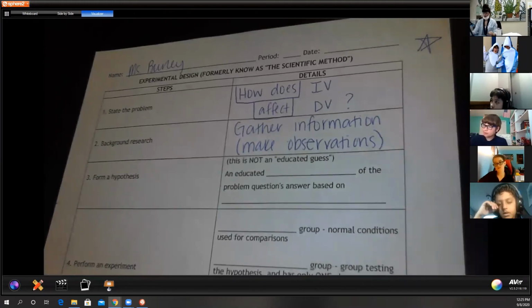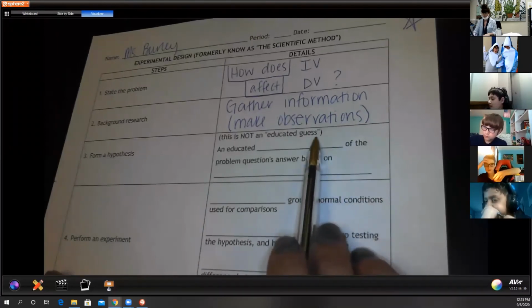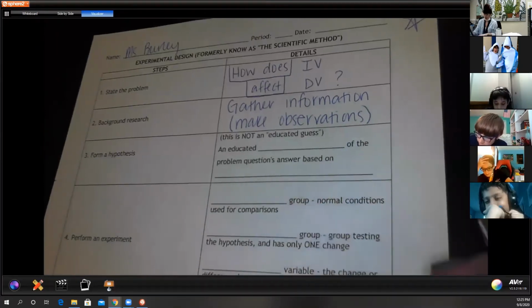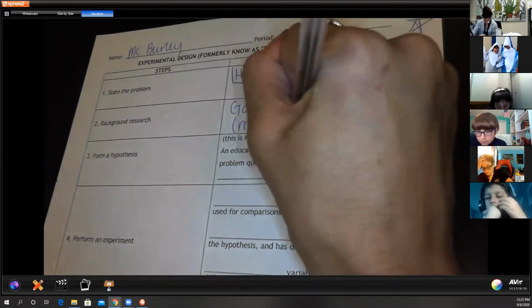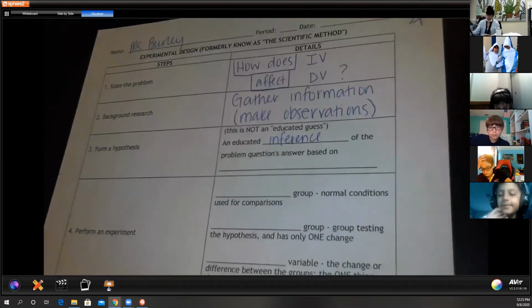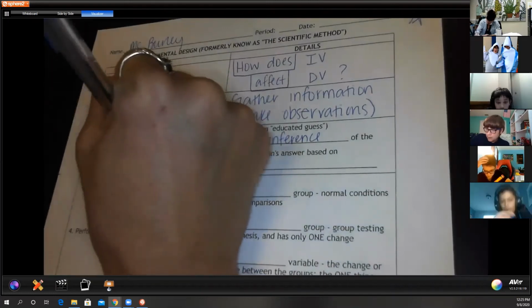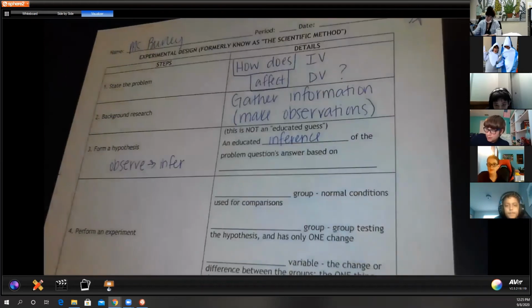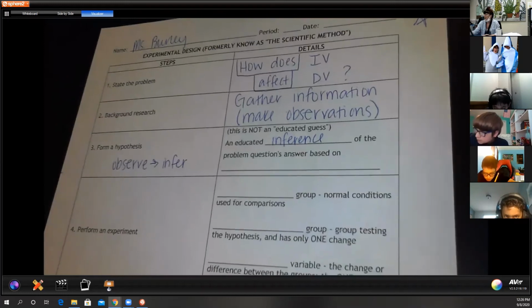All right, so we can ask a question, gather information, we can form a hypothesis. Now I know it says it's not an educated guess. We're going to use the word inference instead. This is an educated inference. If you're in class, I am collecting this, so make sure you guys are focused. It's an educated inference because we observe first and then we infer, which is inferring is when I have observations and then I kind of take them into account to make that educated guess, right?